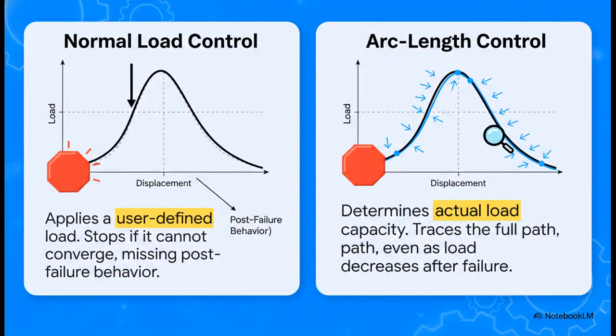So what is the difference, really? Well, think of normal load control like a battering ram. You just tell it, hey, apply this much load, and it just tries to plow ahead. If it hits a wall and can't find a solution, boom, it just stops. It has no idea what happens after that peak load. But arc length control, it's more like a skilled climber. It's constantly asking, okay, how much load can the system really handle right now? It feels its way along, tracing the entire path, even when the material starts to weaken and the load it can carry actually goes down.